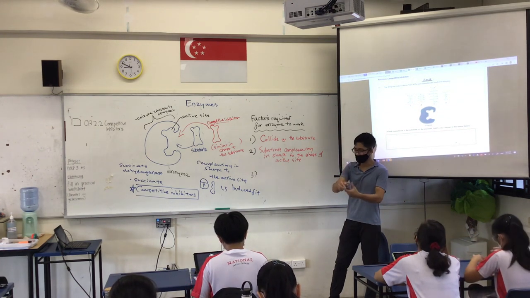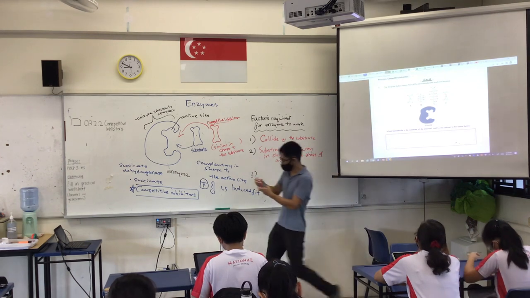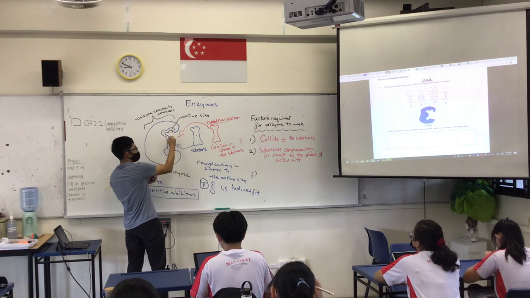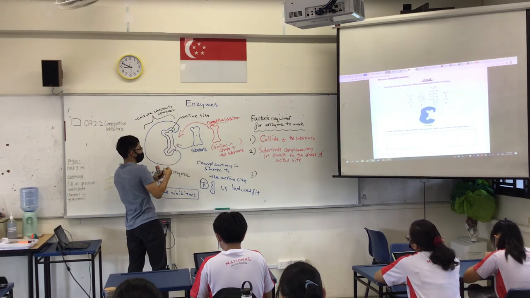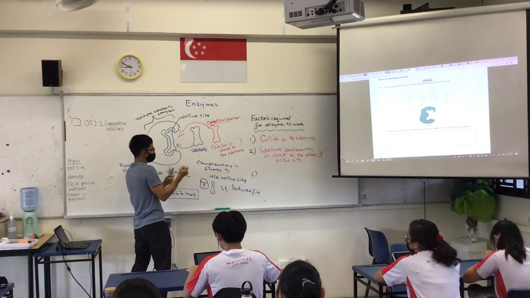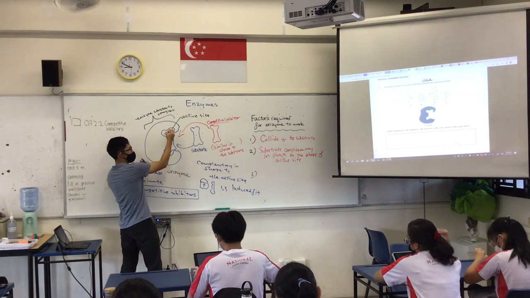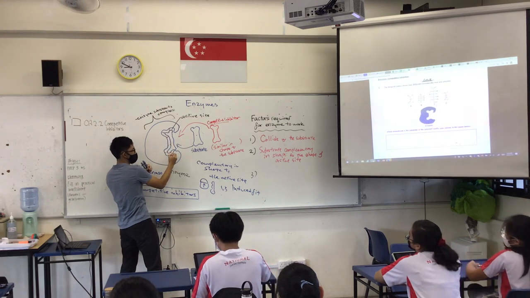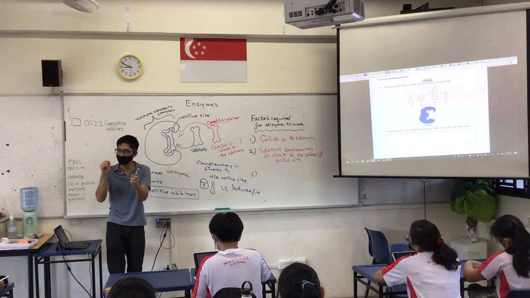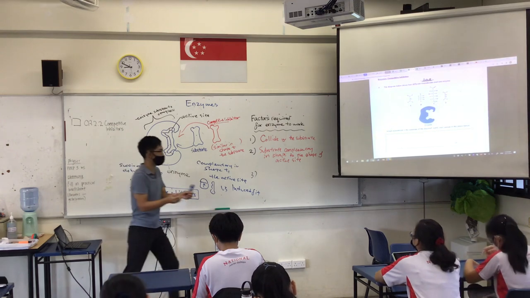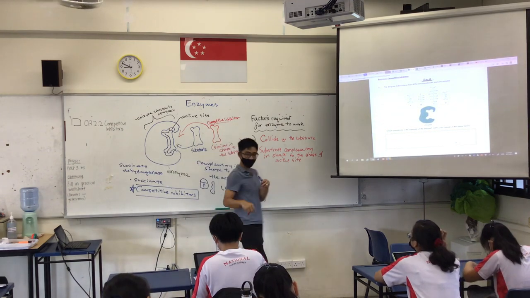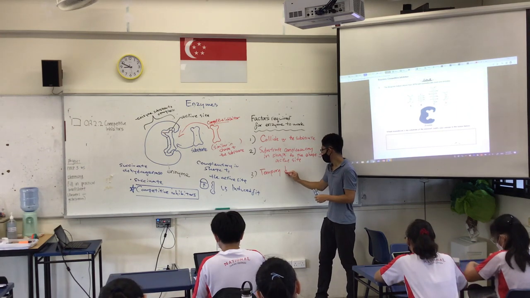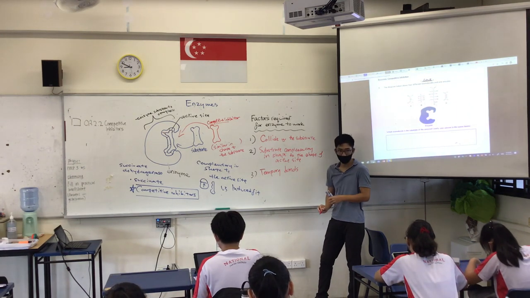Okay, last factor. Once the substrate binds, there's one more factor that will decide whether the reaction will occur. When the substrate binds, it needs to form temporary bonds with the enzyme. Hold it there in place just long enough for the reaction to occur. So number three, temporary bonds need to form.